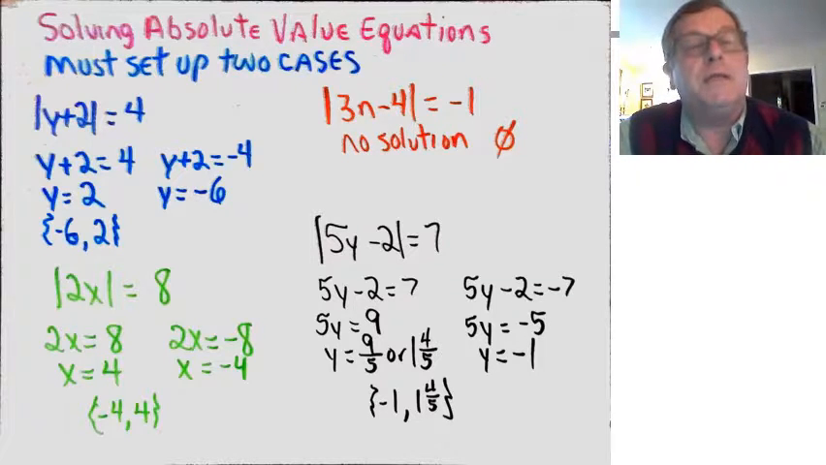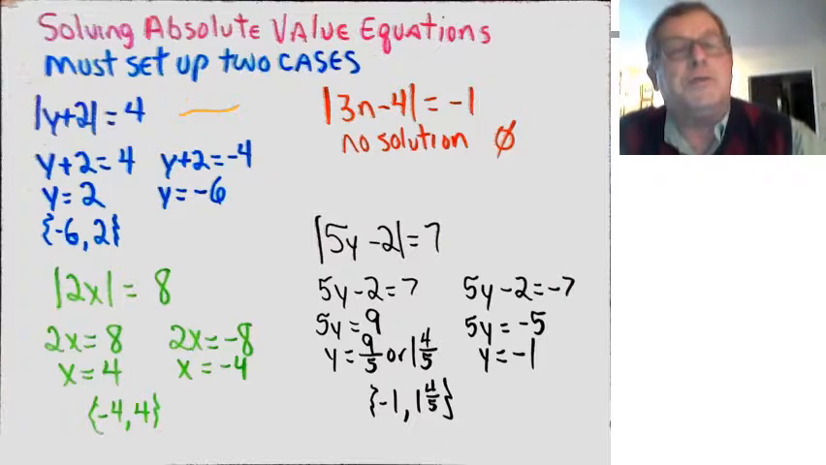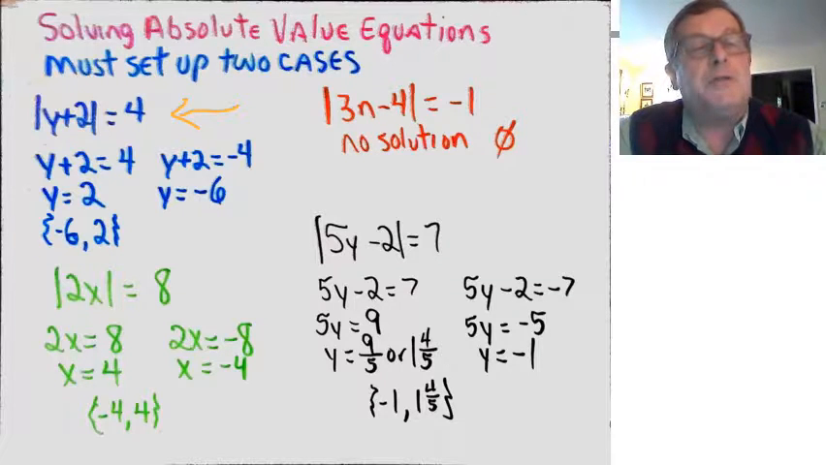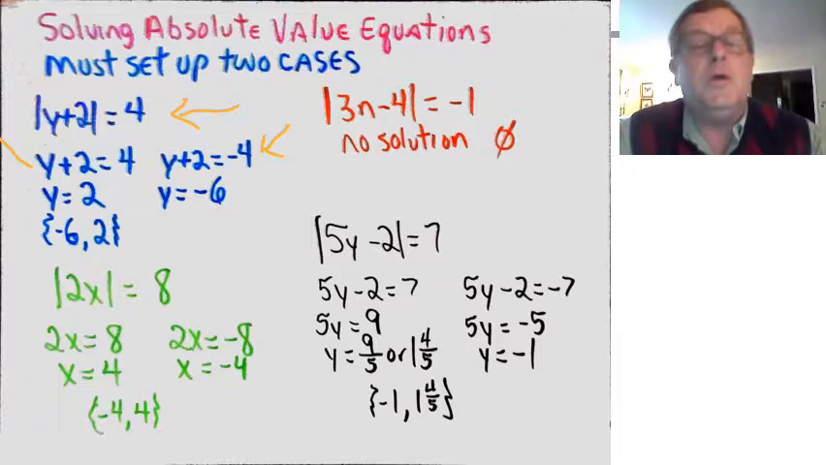Let me show you what I mean. Let's look at this first equation right here. We've got the absolute value of y plus 2 equals 4. Now I'm going to set up my two cases. Right here is case number 1, where I've got y plus 2 equals 4. And over here I've got case number 2, where y plus 2 equals negative 4.